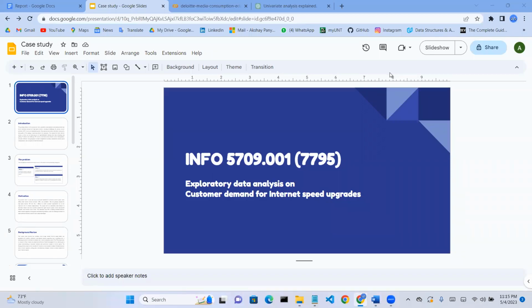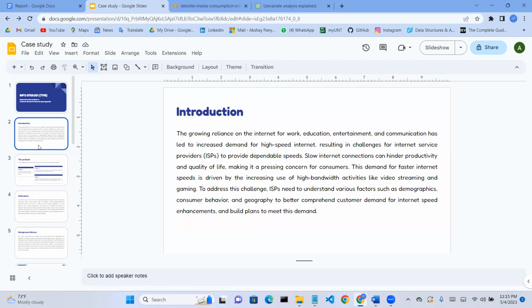Hi, this is Anvesh Radharapu, and my project is on exploratory data analysis on customer demand for internet speeds and upgrades. So, coming to the introduction, the growing reliance on the internet for work, education, entertainment, and communication has led to increased demand for internet and its speed.